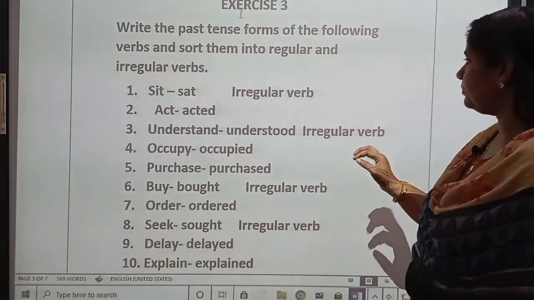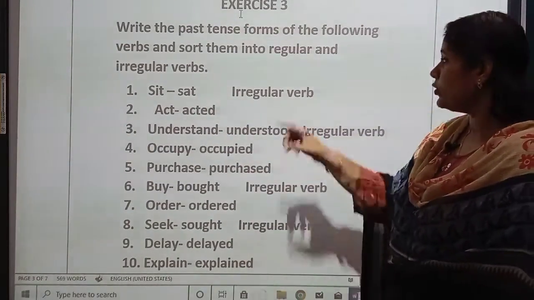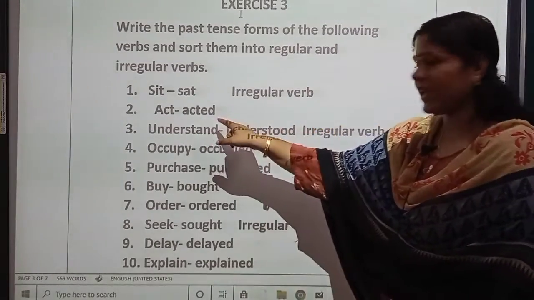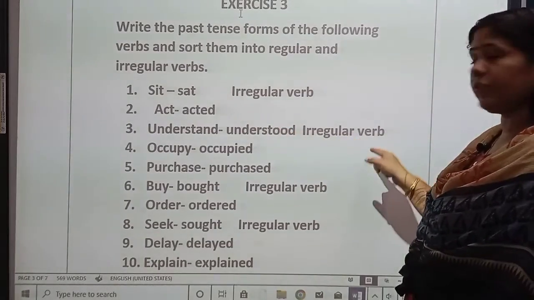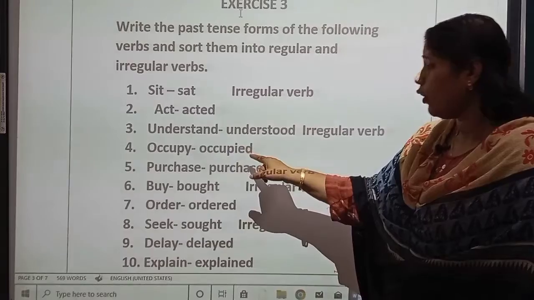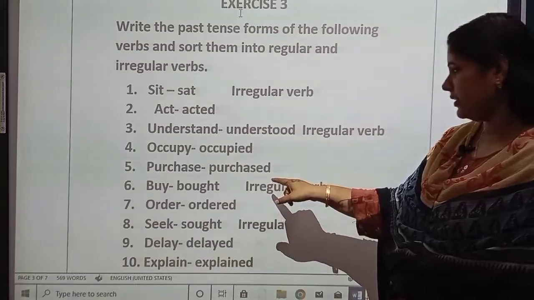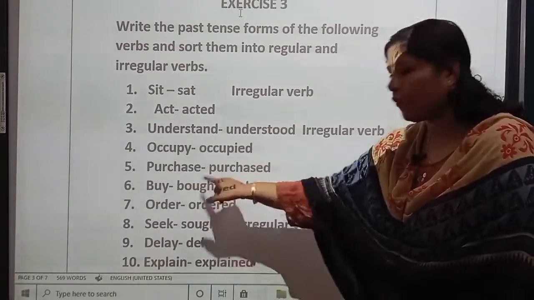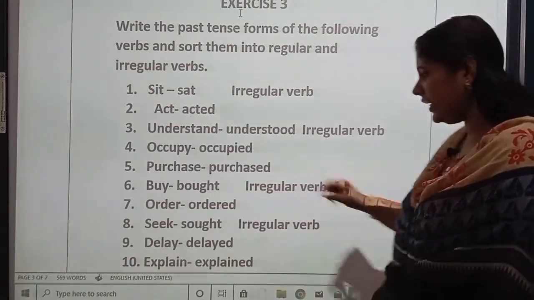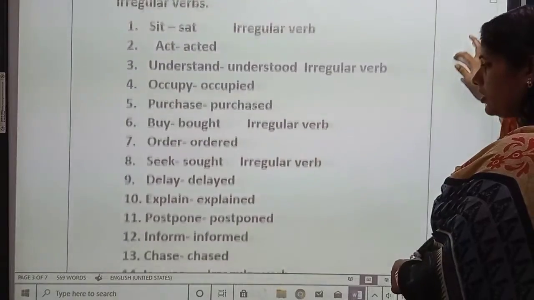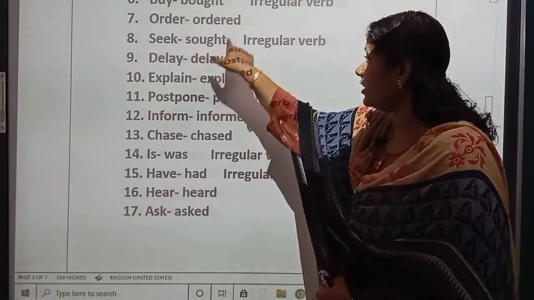So let's get started. Sit, sat. Now sat is formed in another way, so irregular verb. Act, acted. Regular. Understand, understood. So irregular verb. Occupy, occupied. We have just added ed. Then purchase, purchased. Buy, bought. Other form. That's why irregular verb. Order, ordered. Just adding ed. Seek, sought. Irregular verb, because this is another form.